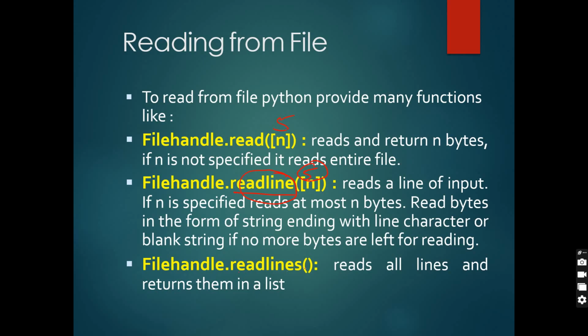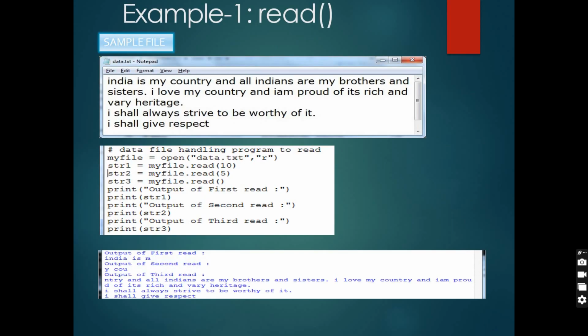What does readlines do? It is going to read all the lines of the file and return them in a list. So if you have a big file, all the lines are read and stored in the list. You can make use of a for loop to extract the contents of the list like this. The same thing is given over here.